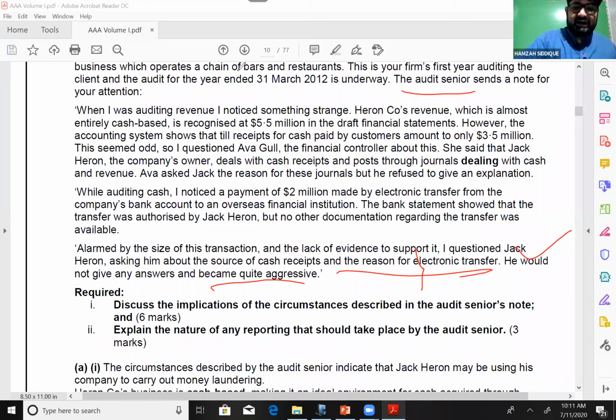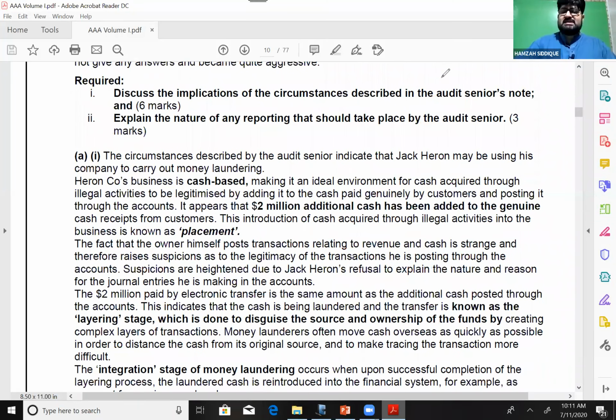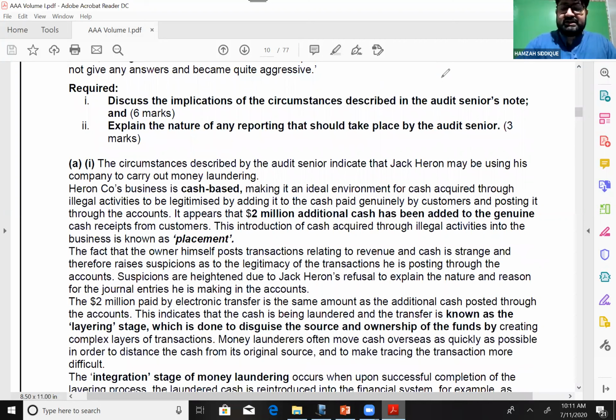So you see here, the answer is given in a similar way. The circumstances described by the audit senior indicated that they may be using this company to carry out money laundering. That's a cash-based and ideal environment, legitimizing the cash through accounts. So 2 million added to the genuine, from 5.5 million to 3 million difference. It appears that 2 million have been added. So, introduction stage: placement.